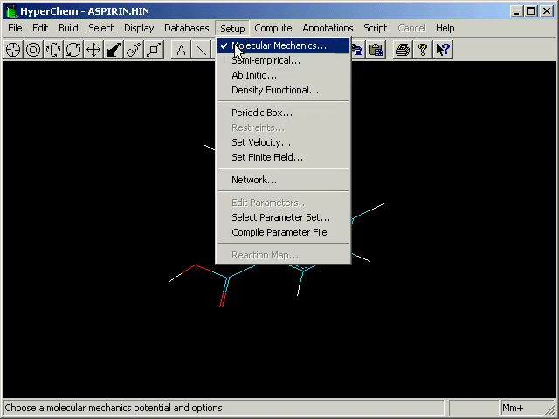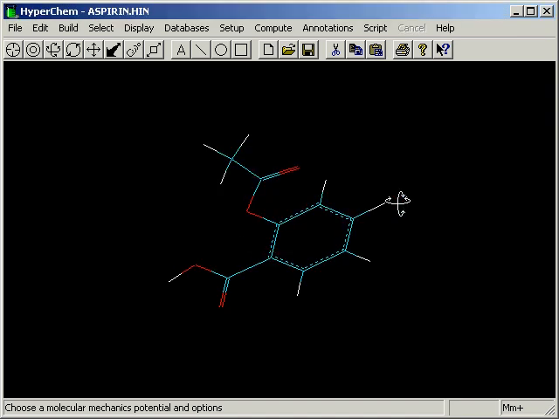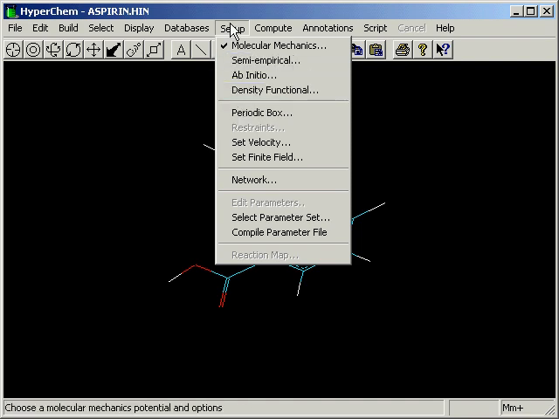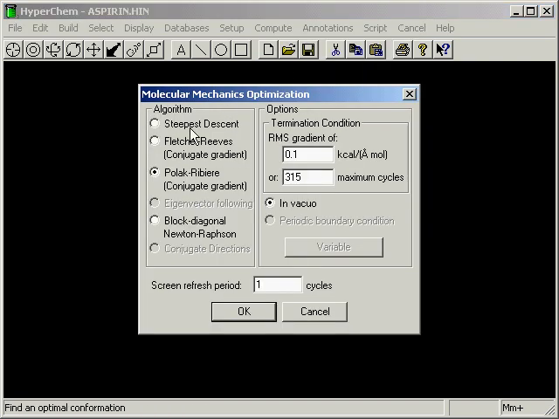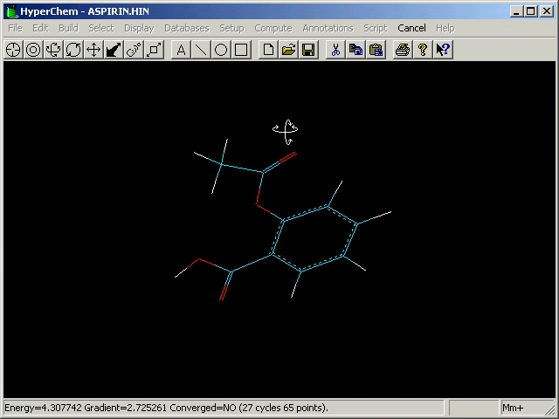And we'll use molecular mechanics for simplicity to optimize. We can use any of the procedures again, and setup determines which procedure we're going to use. When we do a geometry optimization, we have a choice of optimizers. Polak-Ribière is generally one of the better ones. We can optimize very tightly or relatively loosely at 0.1 kilocalories per mole. Let's leave it at that for the moment and just do an optimization.